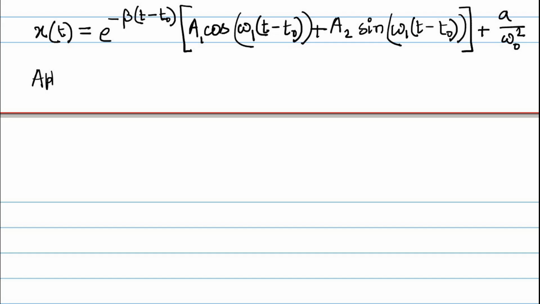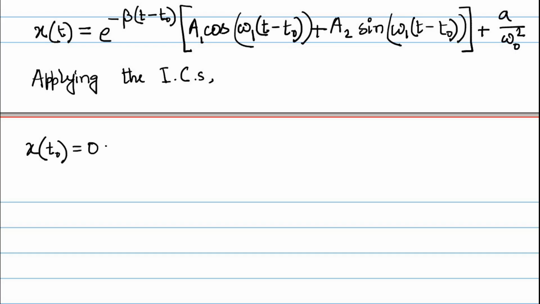So applying the initial conditions, ICs. The first one tells us that x at t naught should be equal to 0. So what do we get here? We get e to the negative 0, because t equals t naught implies that the exponent here should be 0, so that's just 1. The exponential decaying factor is just 1.